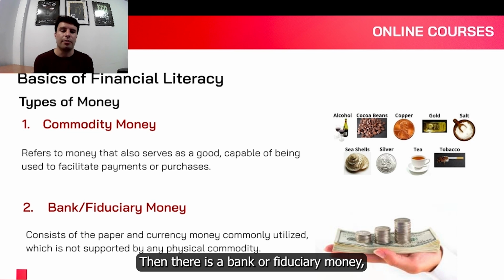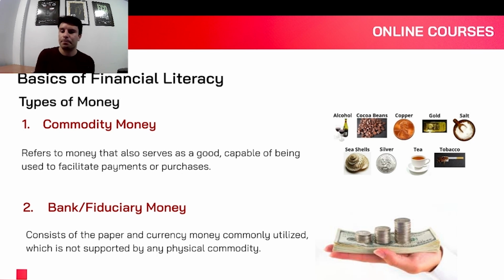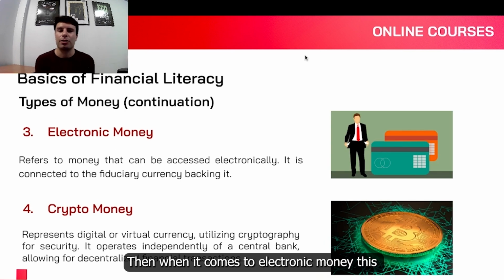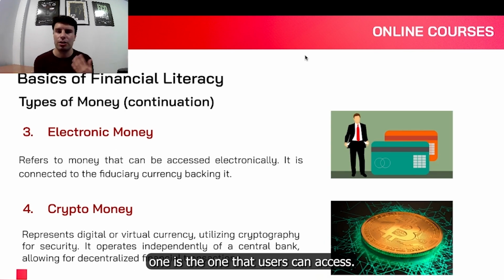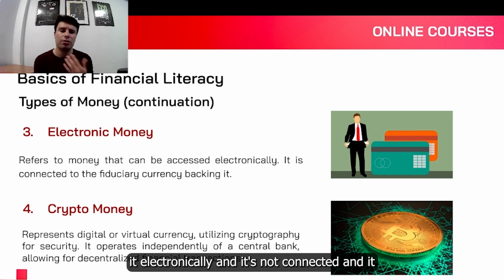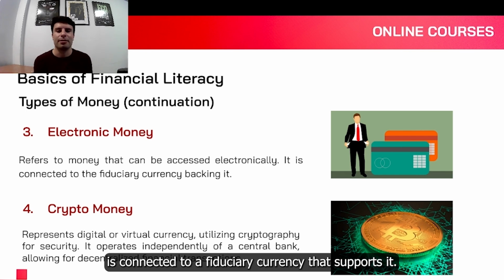Then there is bank or fiduciary money. This basically refers to the paper or currency money that we usually use in our daily lives, and it's not supported by any other asset. Then when it comes to electronic money, this is the one that users can access electronically, and it is connected to the fiduciary currency that supports it.